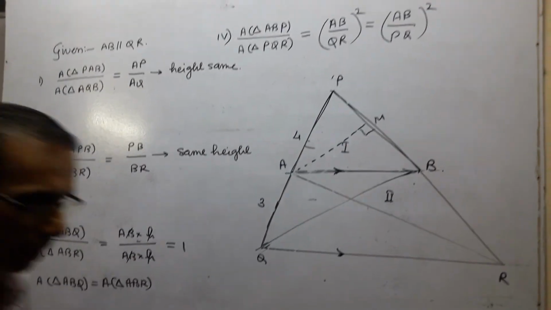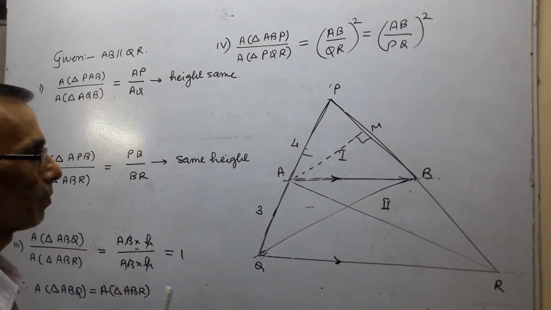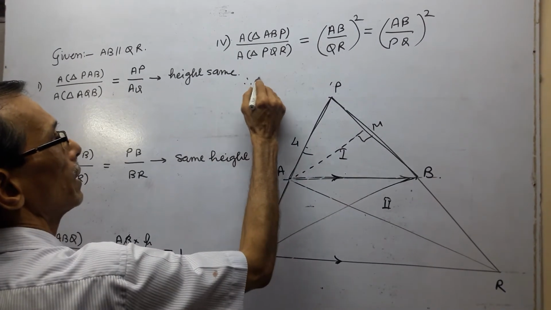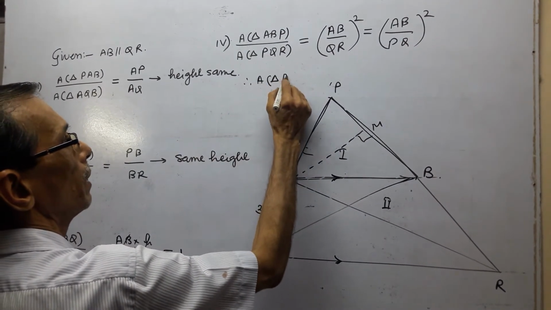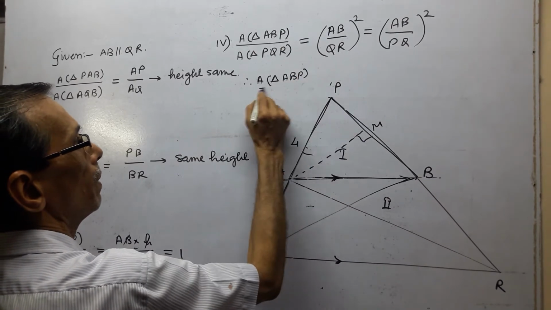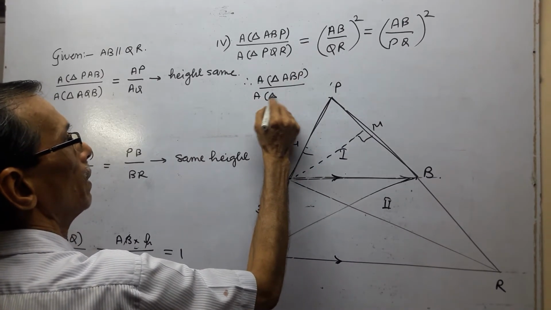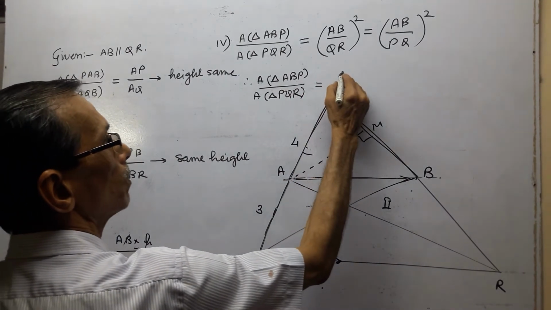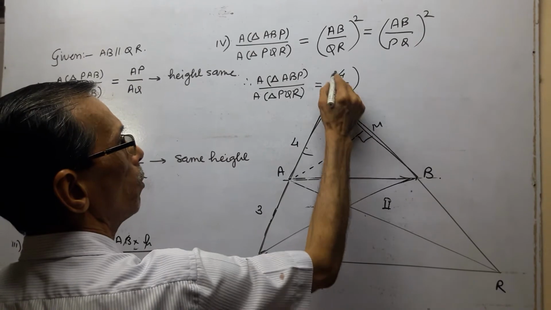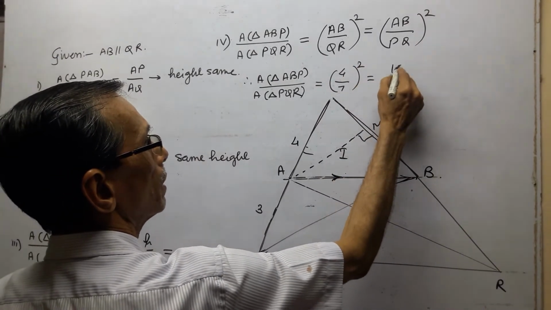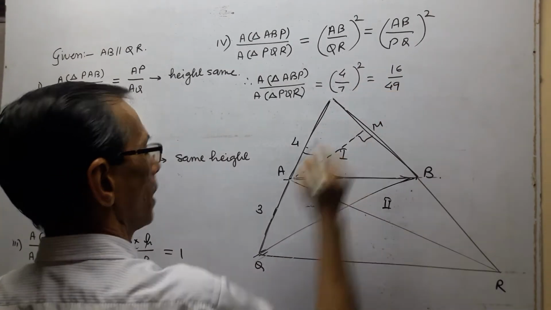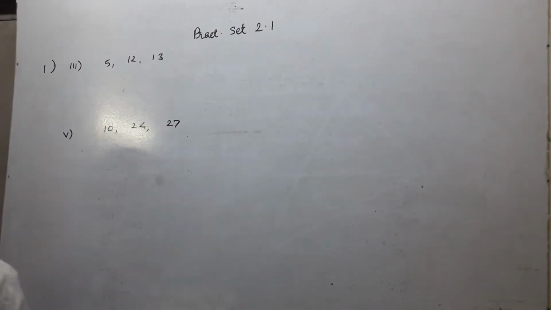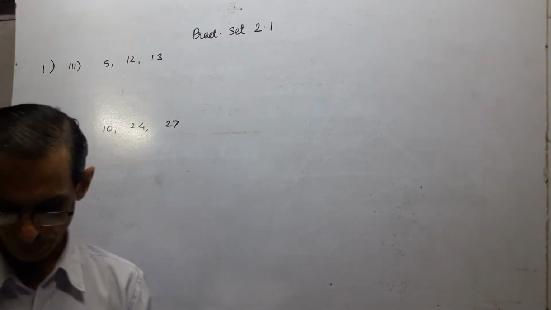But we know that AB is 4 and PQ is 7, and therefore we can write area of triangle ABP upon area of triangle PQR is equal to 4 upon 7 whole square, and that is equal to 16 upon 49. This is the answer of this question. Now let us take geometry.